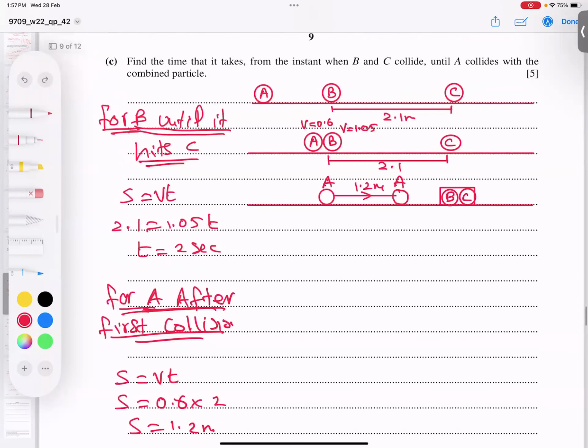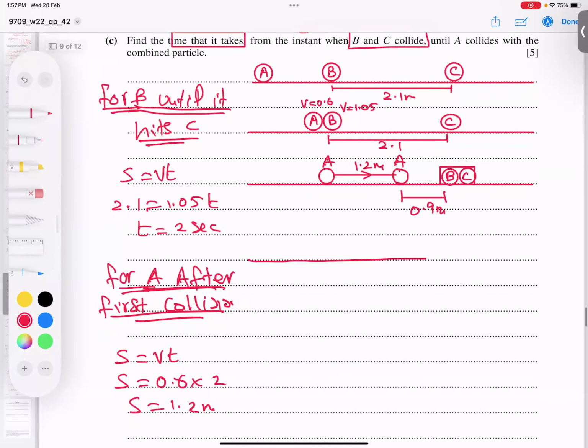Now my stopwatch starts from here. Why does the stopwatch start from here? He said to find the time from the instant when B and C collide. So the collision happened here, but when it was happening, A had reached this point. It means how much distance is between the combined particle and A? If I subtract 1.2 from 2.1, this becomes 0.9 meters. So this situation is very clear for us now.